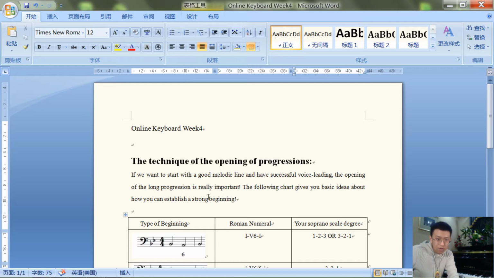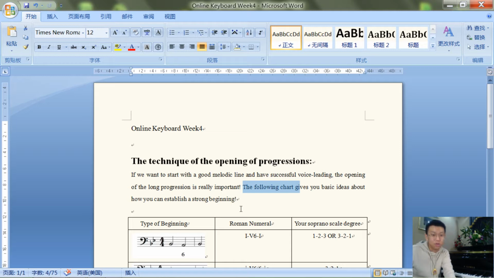Okay, now, if we want to start with a good melodic line and have successful voice leading, the opening of the longer progression is really important. The following chart gives you a basic idea about how you can establish a strong beginning. Before the midterm, I told you about how to do the 1-5-6-1. Did you remember? When you see 1-5-6-1, you always put 1-2-3 or 3-2-1 with scale degrees in that key on your soprano voice.